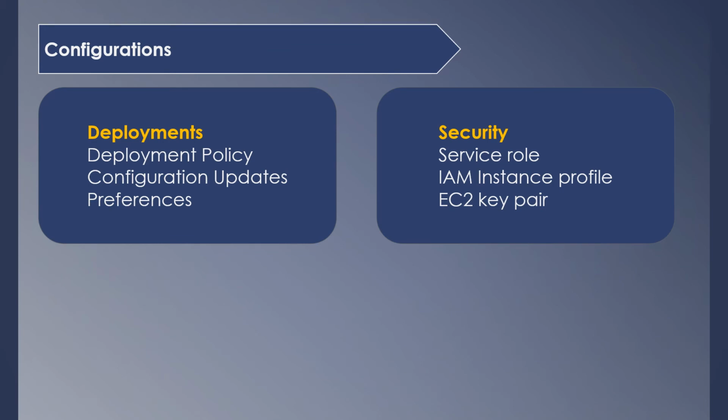Security involves how your EC2 instances access other AWS services, which is controlled by IAM role and instance profiles. You can specify them in this section. And also how you access the EC2 instance, which is by the EC2 key pair that you specify here.